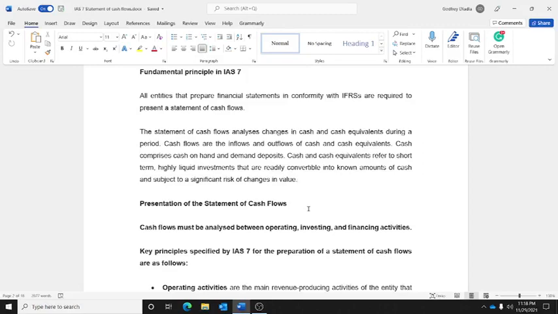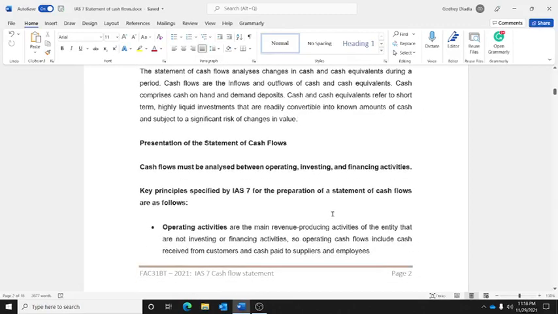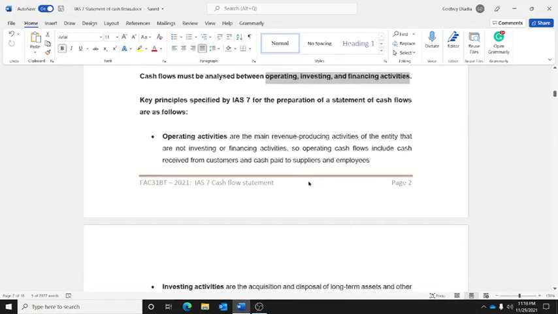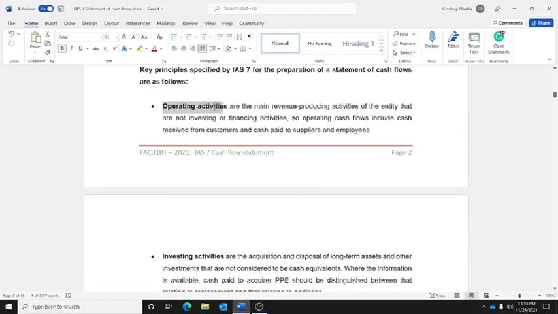Okay. Presentation of the statement of cash flow. Cash flow must be analyzed between operating, investing, and financing. Like I said, there are three major elements. Right. Now, operating activities are the main revenue producing activities of the entity that are not investing or financing. So operating cash flows include cash received from customers and cash paid to suppliers and employees. So there we are talking mostly about the activities that affect the income statement.